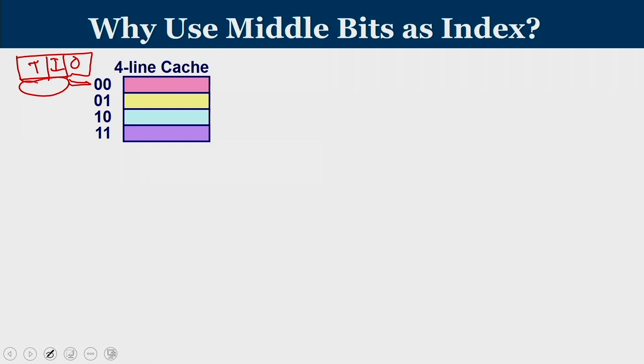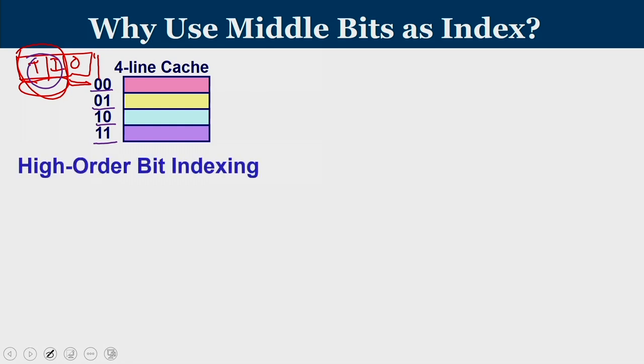So, this tag and index portion together define your block number in main memory. This is the offset within a block. So, tag and index together define the block number inside main memory. Consider I am talking about a 4-line cache. Let us say I am going to give the sets as 00, 01, 10 and 11.